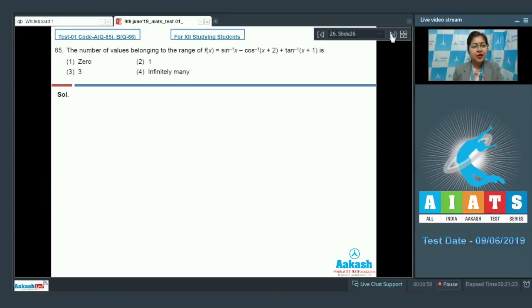Next is question number 85, which says that the number of values belonging to the range of f(x) equal to sin inverse x minus cos inverse of x plus 2 plus tan inverse of x plus 1 is. See, in these type of questions, firstly we have to find the domain of the function. So here for sin inverse x to be defined, x should go from -1 to 1, and for cos inverse of x plus 2 to be defined, x plus 2 should go from -1 to 1, which means that x should go from -3 up till -1.